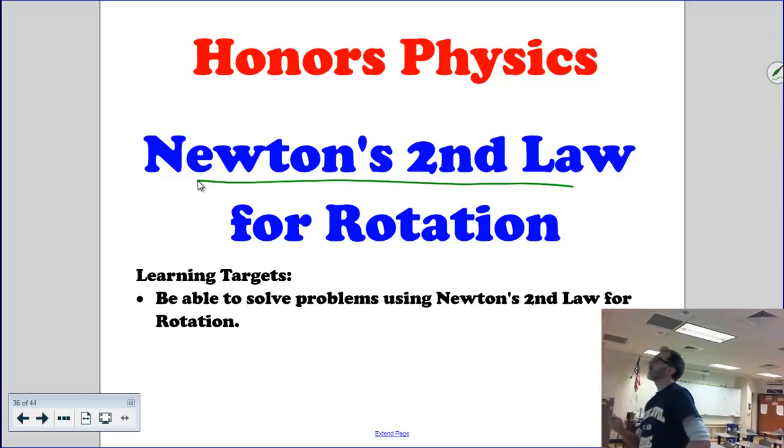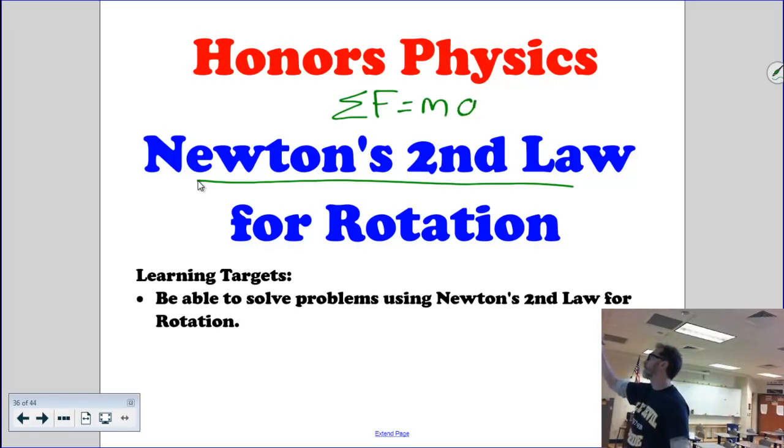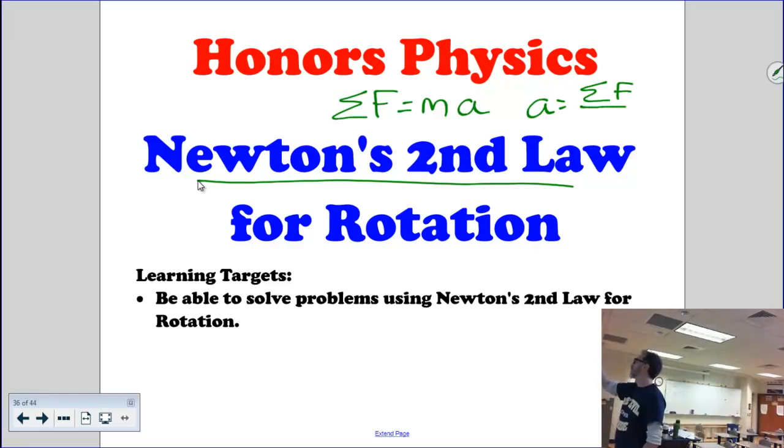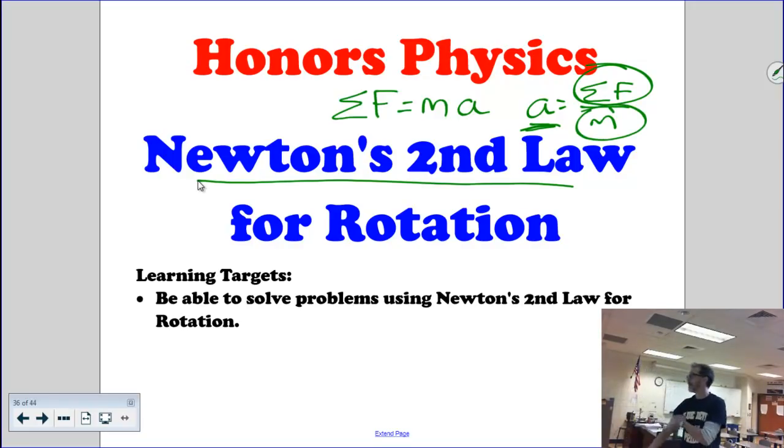Well, Newton's second law is the law that says that the net force acting on an object is equal to the mass of the object times the acceleration. I very frequently wrote it as acceleration is net force divided by mass, right? Because the acceleration depends on the force pushing the object and the mass of the object being pushed. So we're going to learn the angular or rotational counterpart for this law.